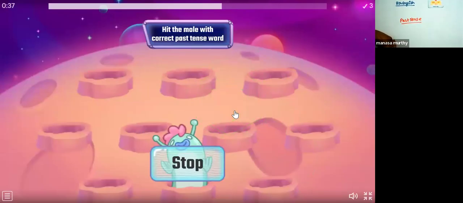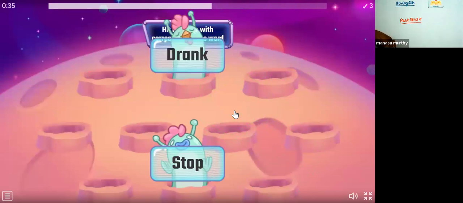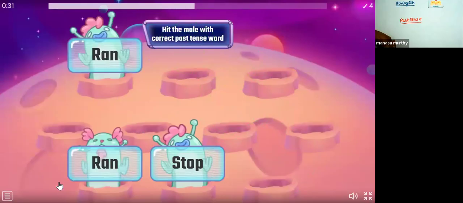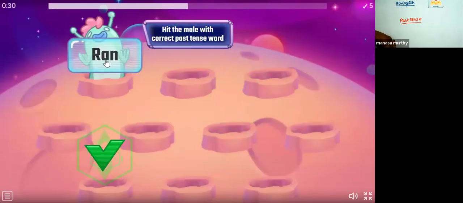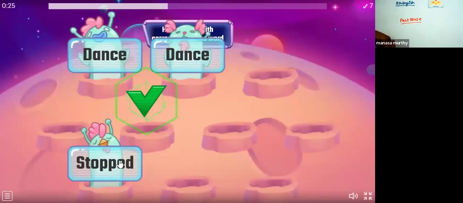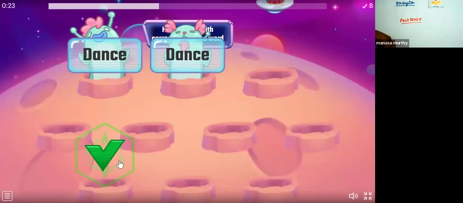This word is in simple past. Stop is in present tense. Drank. This word is correct. Again, ran. It's appearing twice. This word is correct. Ate. We don't say eated. It is ate. Stopped. Good.